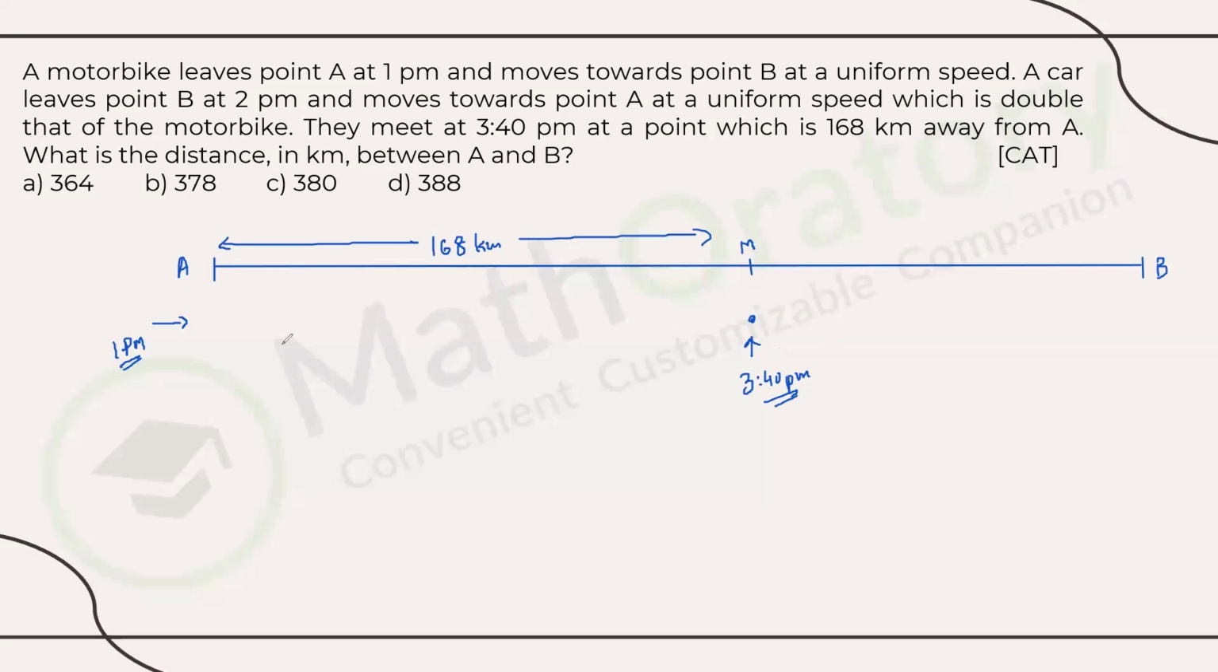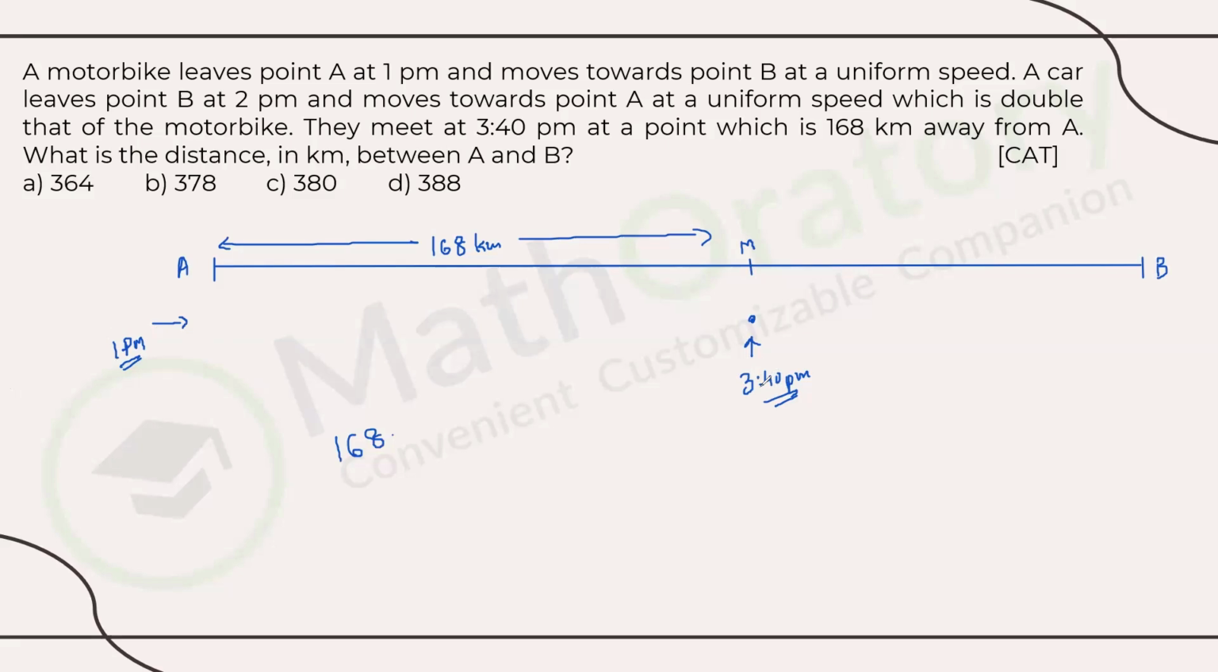Now, think about this. If we need, we can actually calculate the speed of the motorbike, right? Because we have the distance, we have the time. Correct. We can very well calculate the speed, right? So I'm going to write the speed, but not actually calculate it as of now. I'm just going to represent it in a product form or something. So we have the distance as 168 kilometers. This motorbike is starting at 1 p.m. and reaching this point at 3:40.